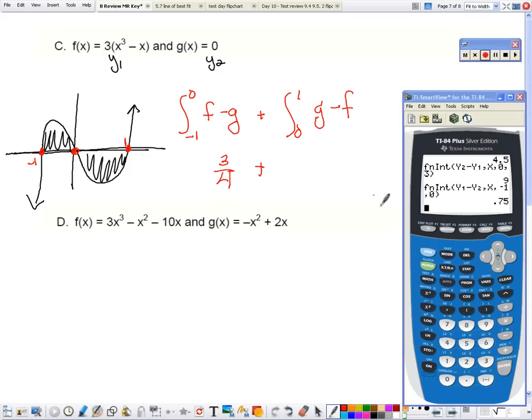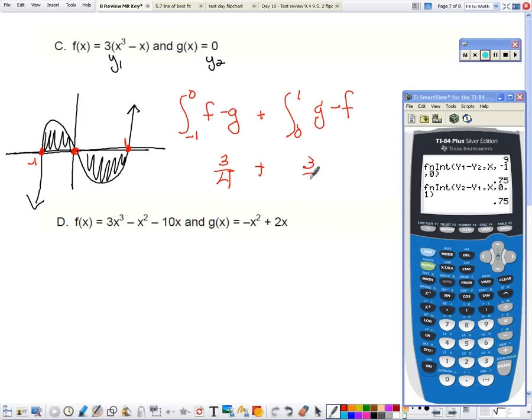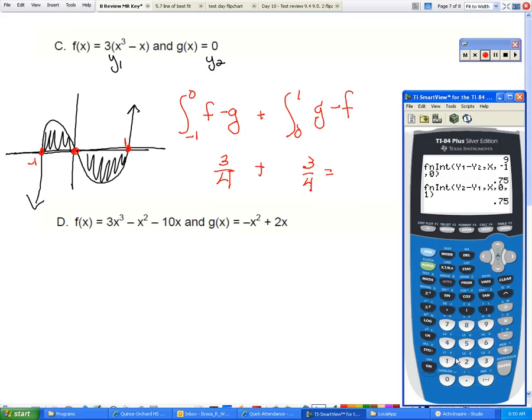Then I need y2 minus y1, so if I hit second enter again twice, now I have y2 minus y1, and I want to go from 0 to 1. That gives me a positive 3/4 again. So when I add those together in the calculator, 0.75 plus 0.75 is 1.5.